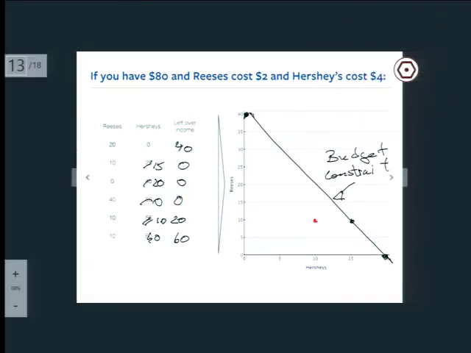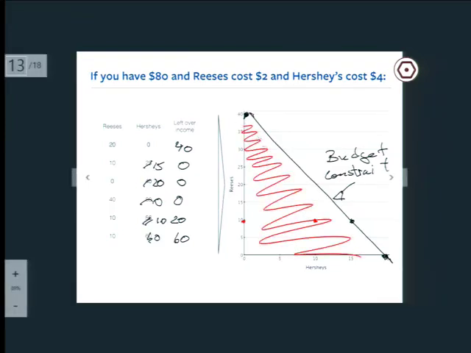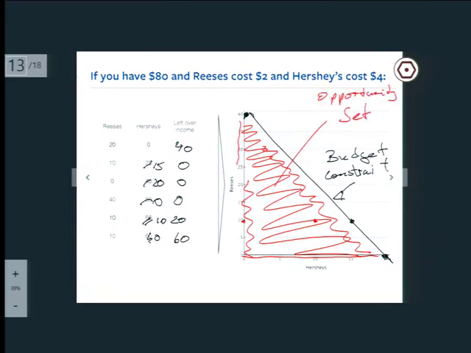In color. 10, 10. How about 10, 0? 10 Reese's, 0 Hershey's. Right? We could come up with a whole bunch of bundles that we can afford, but where we're not spending all of our income. So this area right here, below the budget constraint, this red area right here, that's called the opportunity set. Okay? This is called the opportunity set.